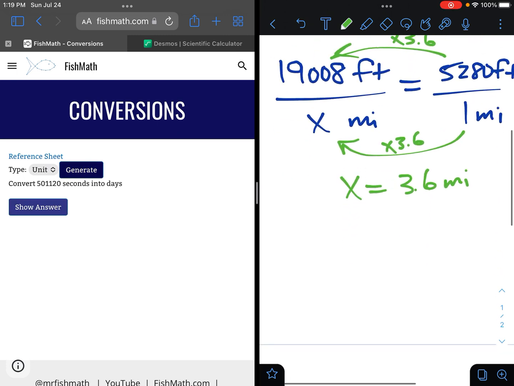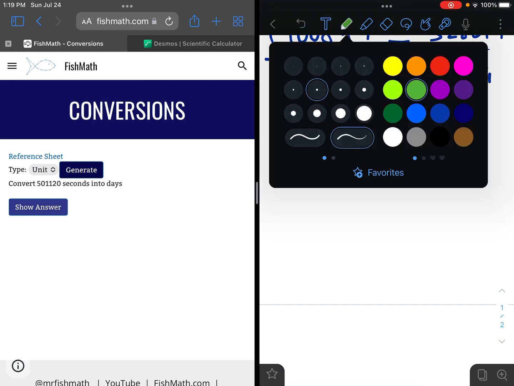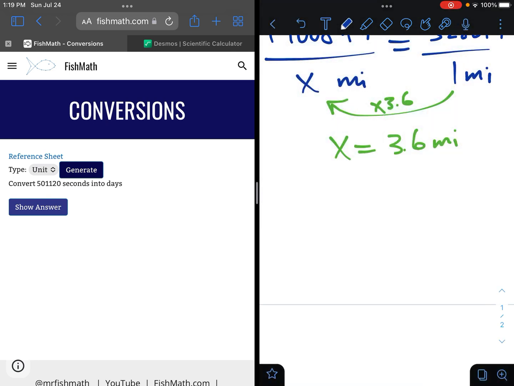Seconds in a day is a little bit trickier here. So for this one, I'm actually going to show a different method. You could definitely use a proportion for this, but the problem is you'd have to get seconds into minutes, and then into hours, and then into days. So it would take a few proportions, a few little middle steps in order to get there. So I'm going to show a different approach.